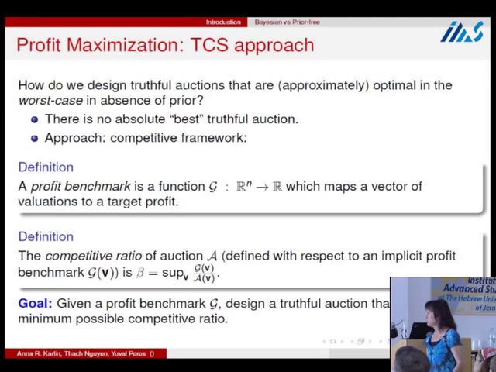So then the question becomes, given a profit benchmark, design a truthful auction that gets as close as possible to it in the worst case. And this sort of begs the question of what the profit benchmark should be. And this was a major part of Jason's talk as well, but it's not very clear how to choose a profit benchmark.